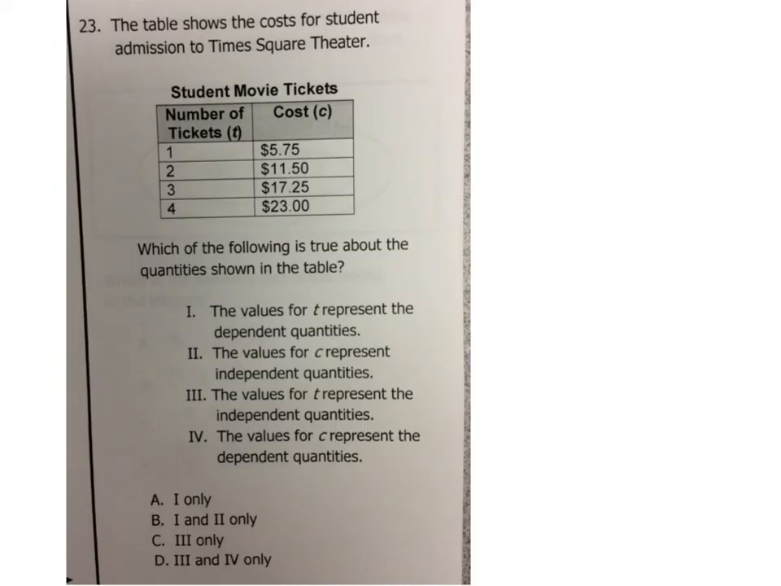Number 23. The table shows the cost for students' admissions. And we're trying to figure out which one is dependent. The number of tickets would be independent. The cost would be dependent. So if we look at our choices, T is dependent. That's not correct. C is independent. That's not correct. T is independent. That is correct. And C is dependent. That is correct. So 3 and 4, letter D, would be the correct choice.